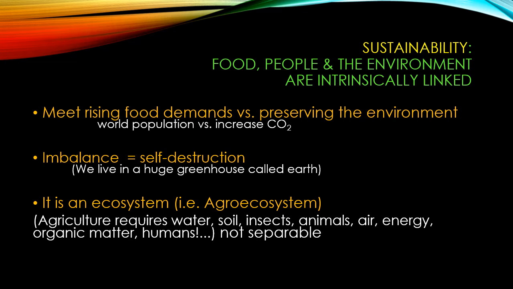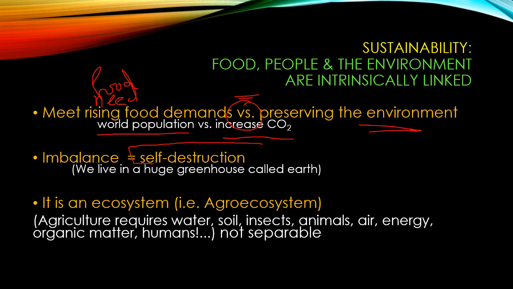If you are going to meet the demand of the people in terms of food, you also have to balance that with the preservation of the environment. There's a food need here, and there's the environment on the other hand. This is a very important equation. World population is increasing, local population is increasing, but there's also an increase in impact, an increase in CO2. At the end of the day, if you don't do the balance, what you have is self-destruction. You will destroy your own self.